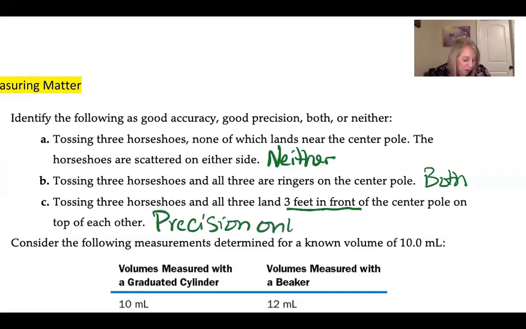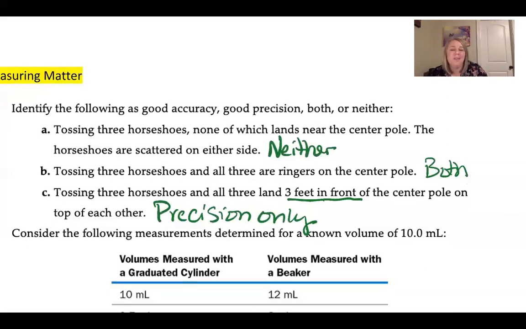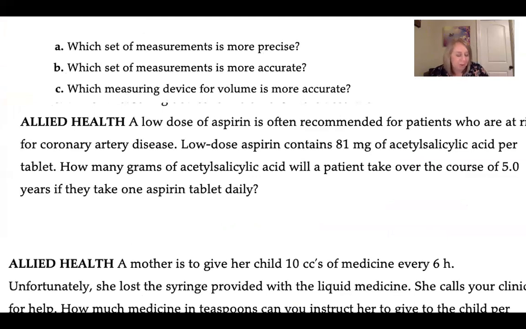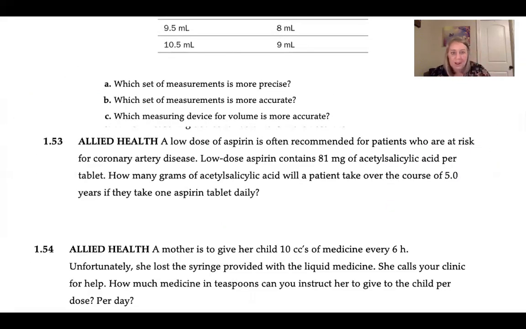Precision only, right? All right, let's see. Oh, here we go. Remember I was talking about aspirin? A low dose of aspirin is recommended for patients who are at risk for coronary artery disease. You're going to prescribe them a low dose aspirin to prevent coagulation of the blood so that they don't get blood clots. And so we know that a low dose aspirin contains 81 milligrams of acetyl salicylic acid.